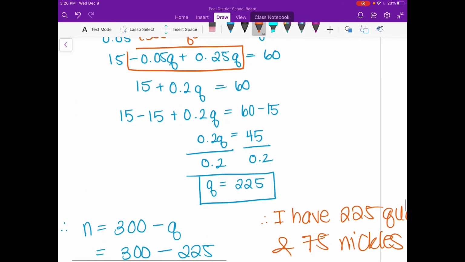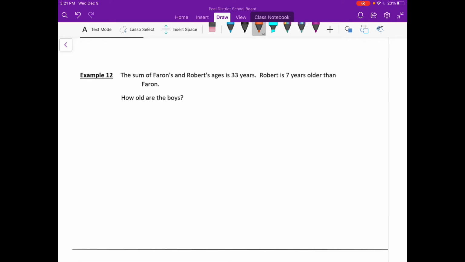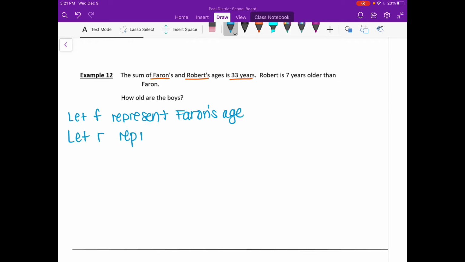Okay? All right. So we have example 12, which is: the sum of Farron and Robert's age is 33 years. Robert is 7 years older than Farron. How old are the boys? Right? So we know that if you have Farron and Robert and it's 33 years, we know that. So let F represent Farron's age. Let R represent Robert's age.